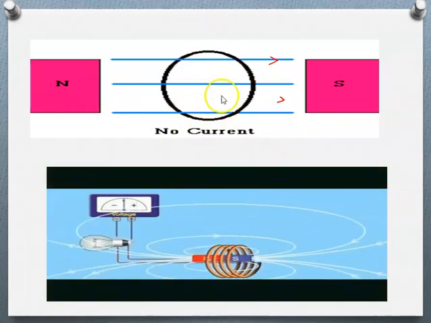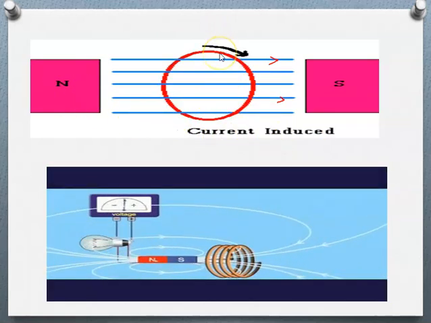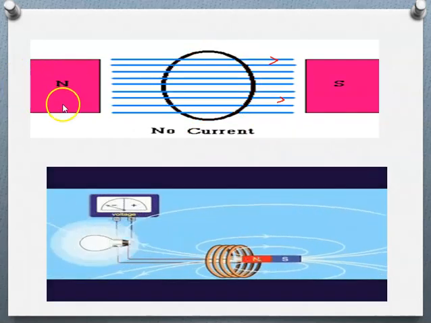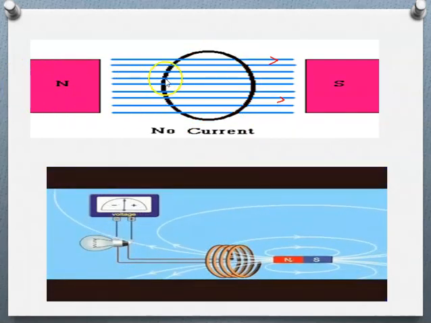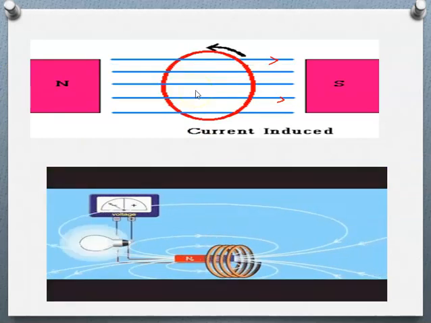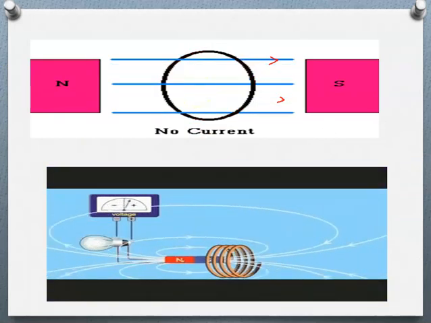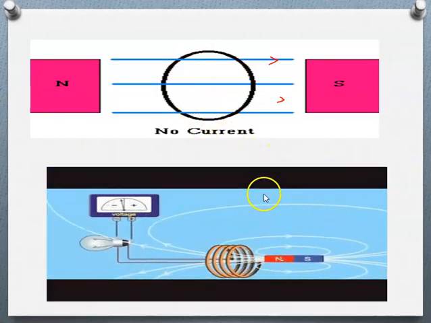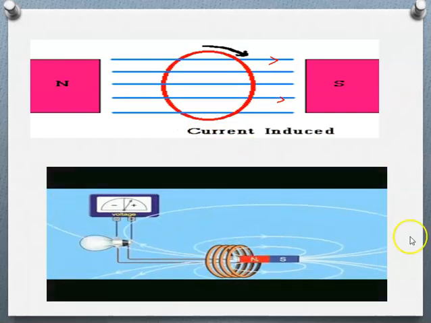That means first, a conductor is required, second, a magnetic field is required, and the relative motion between them is required. These three conditions are essential for producing the EMF or voltage in the conducting material.